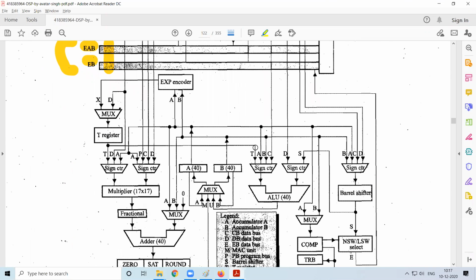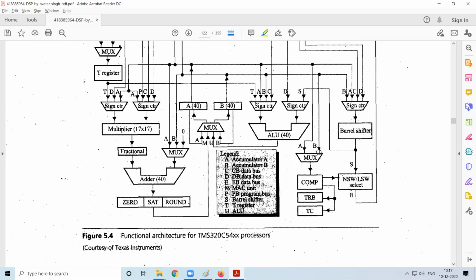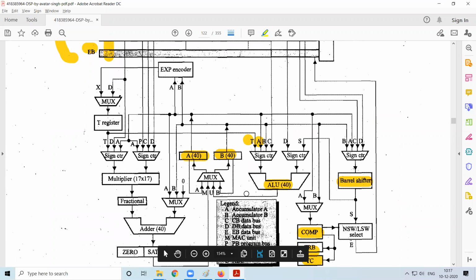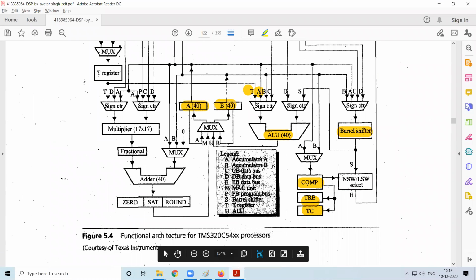Apart from that, if you just look around, you can see the ALU, which is 40-bit, then a barrel shifter is specified, some compare, TRN, TC. Here we have T, then we have A and B, which are the accumulators. T is the temporary register. A and B are again 40 bits. These are just a few things specified over here. What their uses are, we will get to know in further discussion.